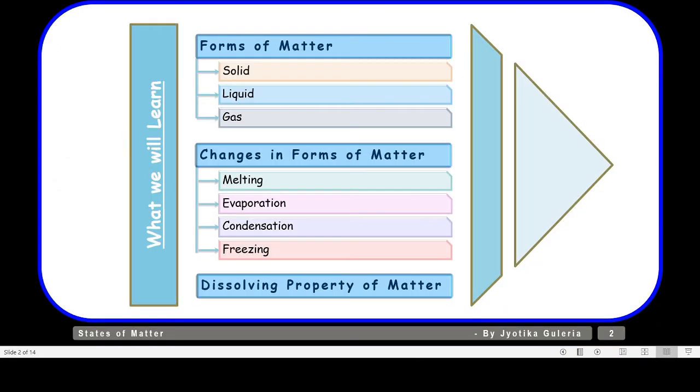And before we start, let us recall, in our first part we talked about the forms of matter, in which we talked about solid, liquid and gas. In the second part, that is changes in forms of matter, we talked about melting, evaporation, condensation and freezing. And today in the third part we'll talk about the dissolving property of matter.